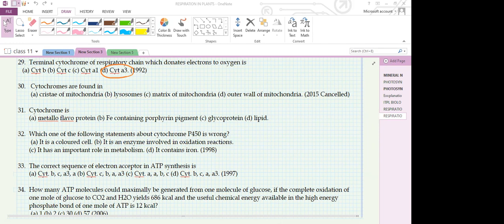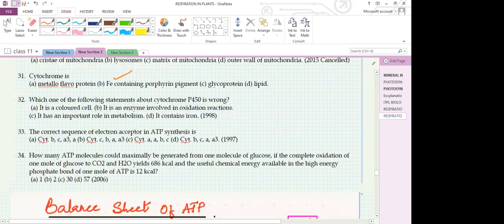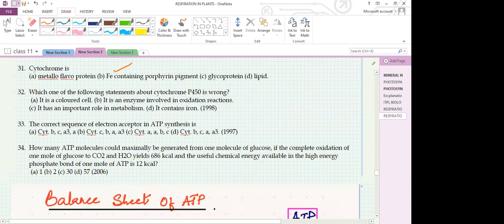Okay, so what is the correct answer? Any metal? No. Iron or porphyrin. So here the more appropriate is iron. So this we did.